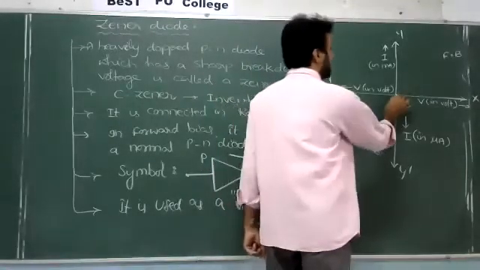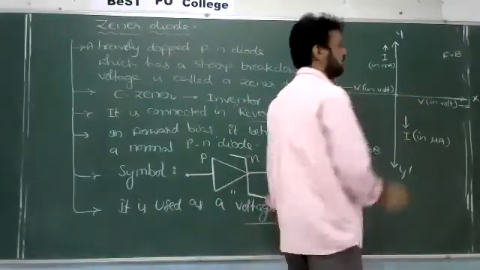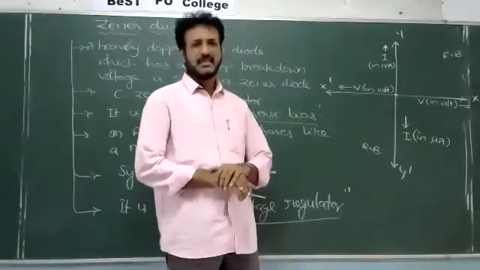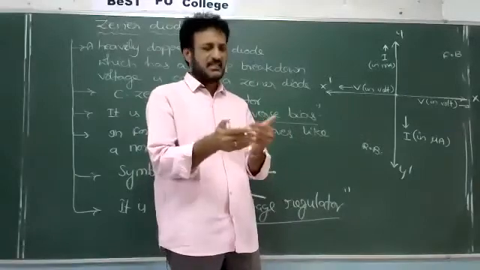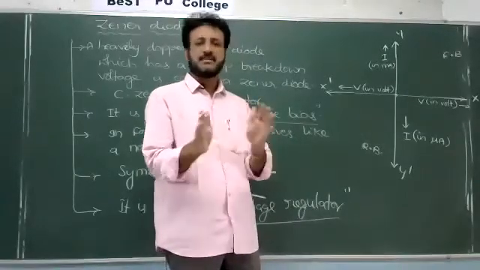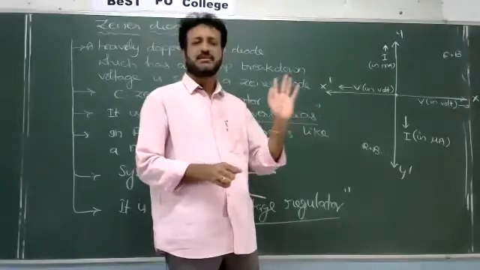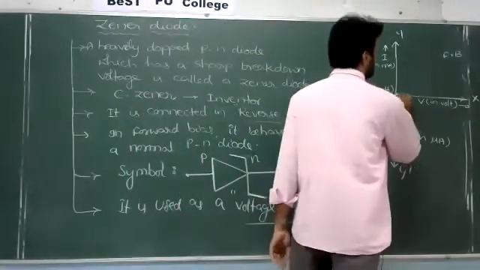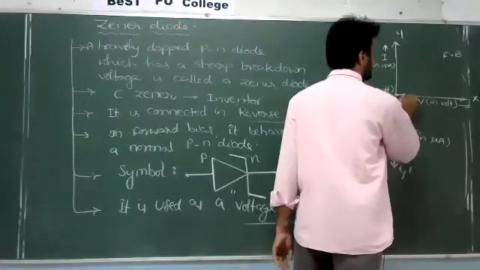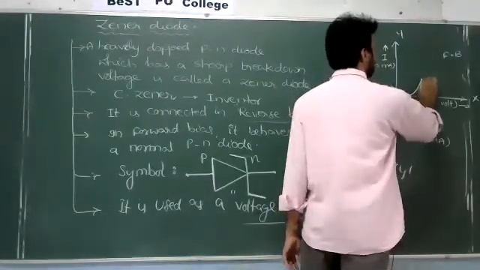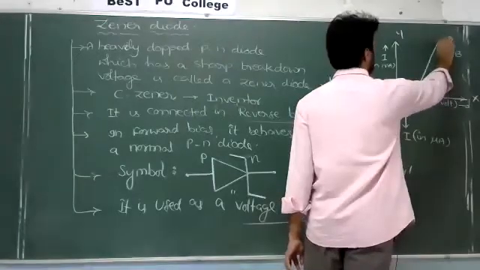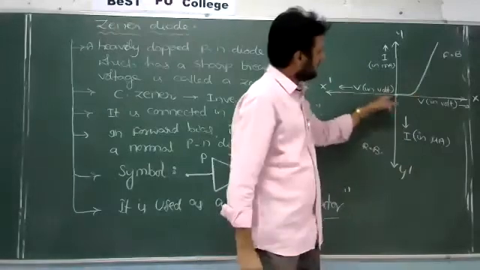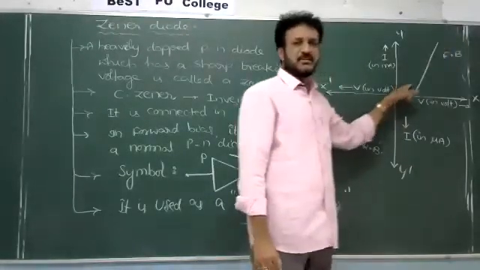Up to the barrier potential, or potential barrier, there is no flow of current. Electrons and holes cannot cross the junction, cannot combine, there is no breakage of the covalent bonds, and there is not much availability of free electrons and holes. That's why current will be 0. But later what will happen? Once it overcomes the barrier potential, the current increases at an exponential rate like this. So the current will be flowing in the circuit at an exponential rate.